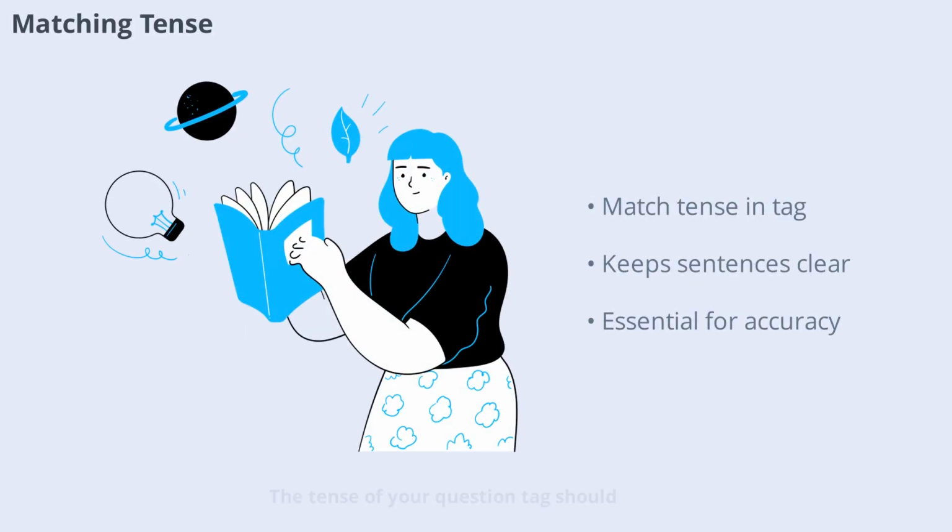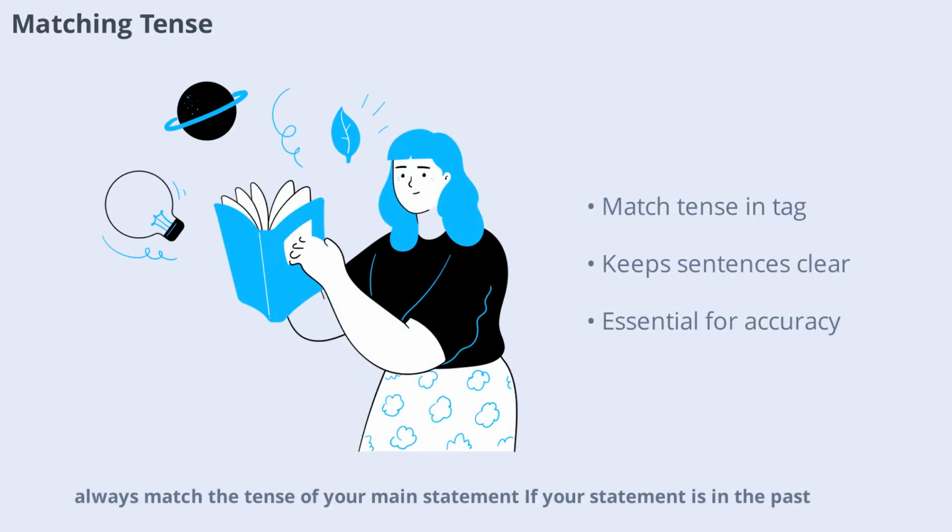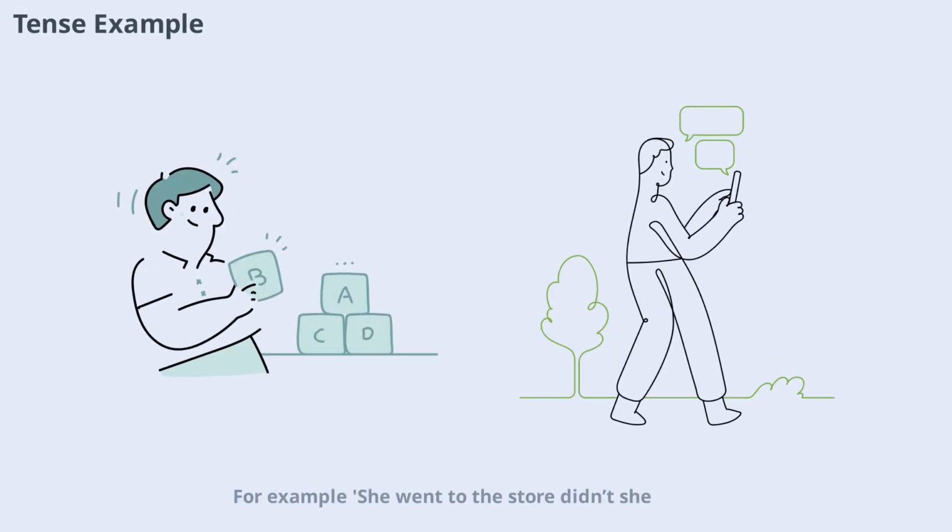The tense of your question tag should always match the tense of your main statement. If your statement is in the past, your tag should be too. For example, "She went to the store, didn't she?" Both the statement and the tag are in the past tense. This rule applies to all tenses, so always check your verb forms when adding a question tag.